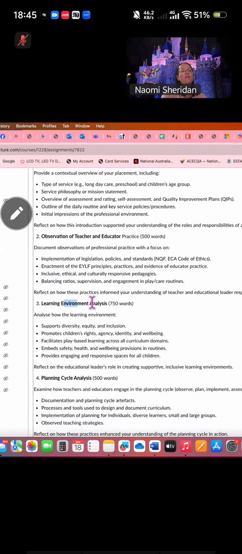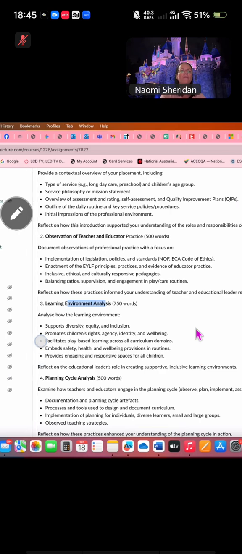Then looking at the learning environment, how does it support diversity and inclusion? How does it support the rights of the child and their well-being? How does it facilitate play-based learning? How does it embed health, safety, and well-being in the routine? And how is it engaging, and how does it respond to children and what their needs are?